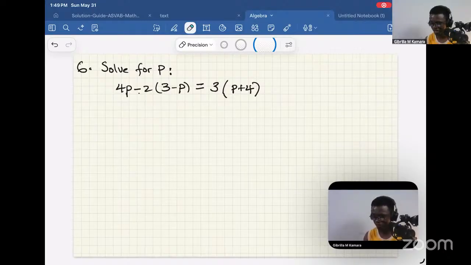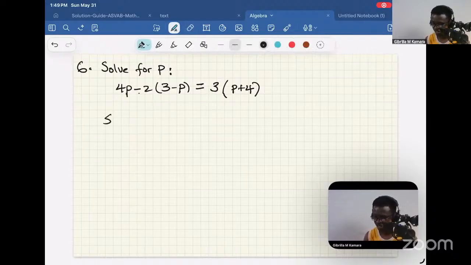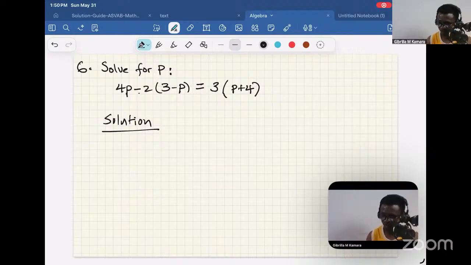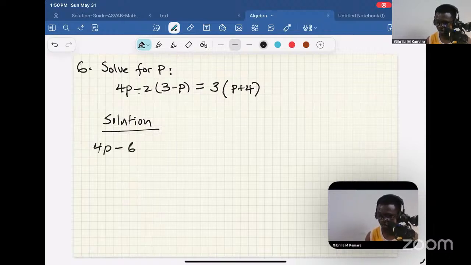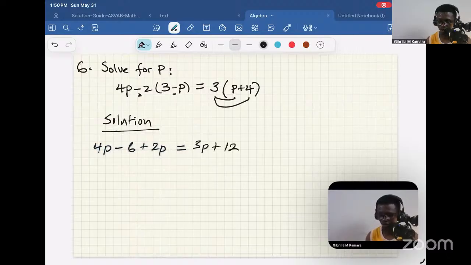Let's find the solution to this. It says 4p minus 2, all into 3 minus p, equals 3 into p plus 4. So this becomes 4p minus 2 times 3 gives you 6. This minus multiplied by this minus gives you plus 2p, equals this by this gives you 3p, plus this by this gives you 12.